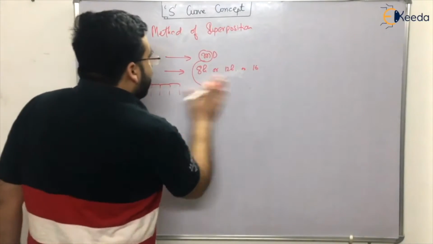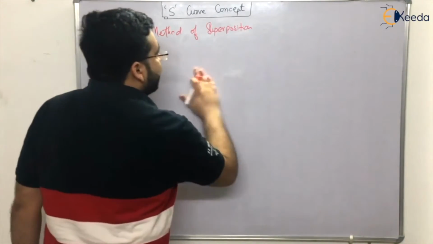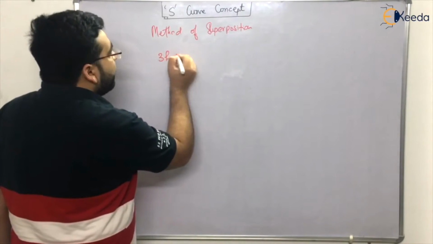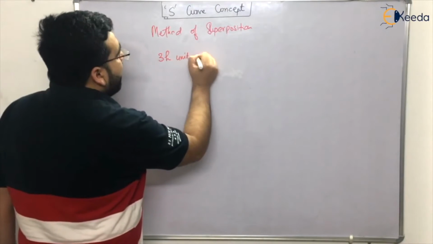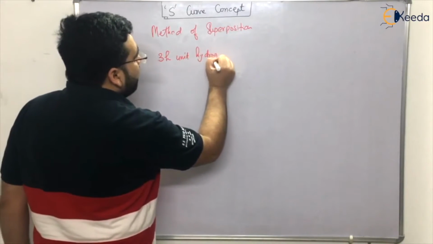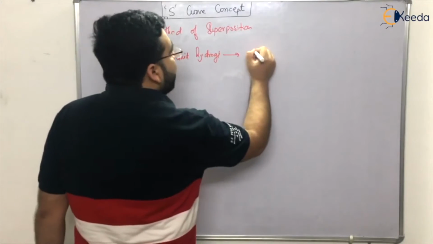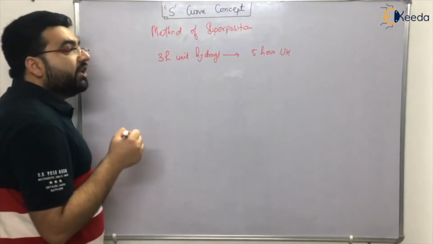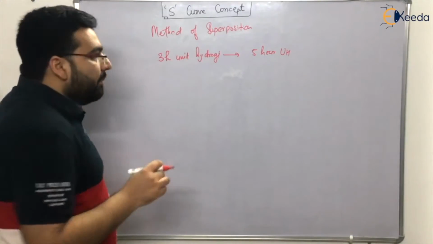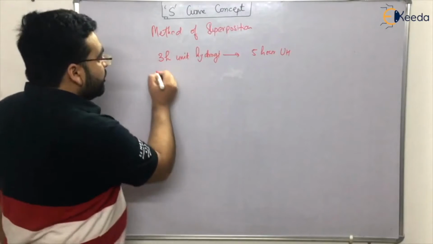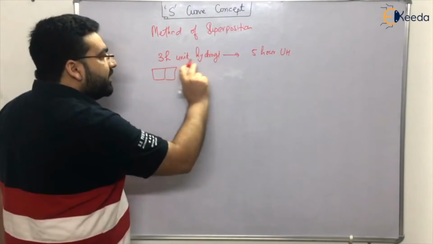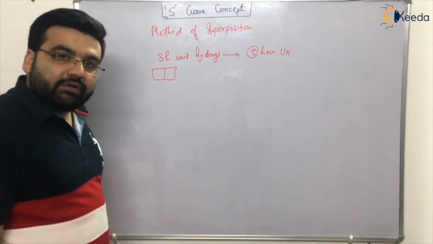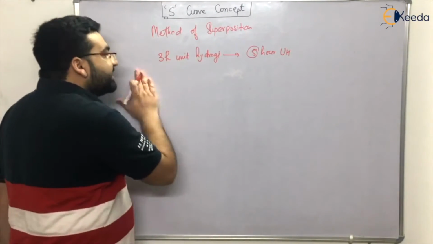Now, for example, let us say you have been given a 3-hour unit hydrograph and you need to determine, let us say, a 5-hour unit hydrograph. So what will you do? You cannot use the method of superposition because in superposition there should be equal intervals. So 3 hours plus 3 hours, you can determine the 6-hour unit hydrograph, but you will not be able to determine the 5-hour unit hydrograph. Clear? So at that time we will be using the S-curve concept.